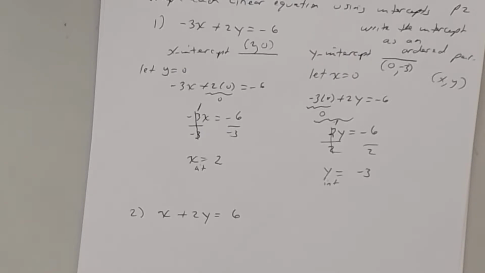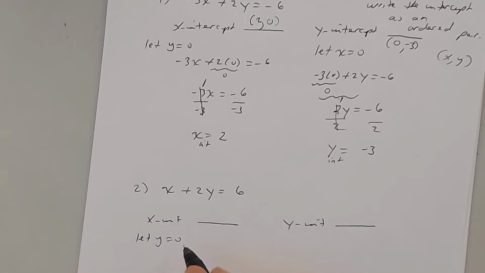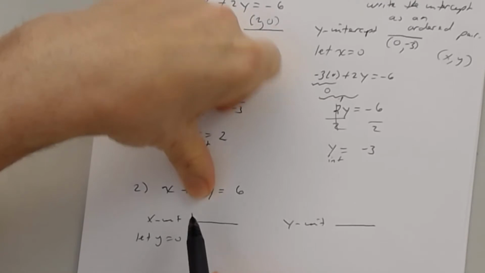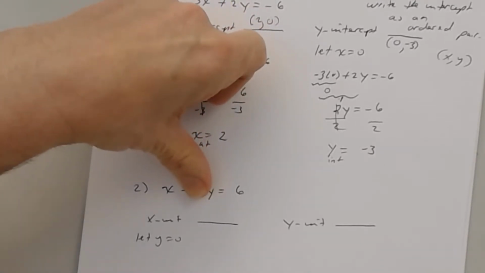All right, so again, you want to use the intercepts. So you're going to say x-intercept blank, y-intercept blank. Okay, to find the x-intercept, what do you need to do? Let y equal 0. And it's easy to deal with. All you do is just cover the term 2y. Because if y is 0, what's 2 times 0? 0. So if you just cover that part up, what equation do you see that's left? X equals 6. So that's your x-intercept.